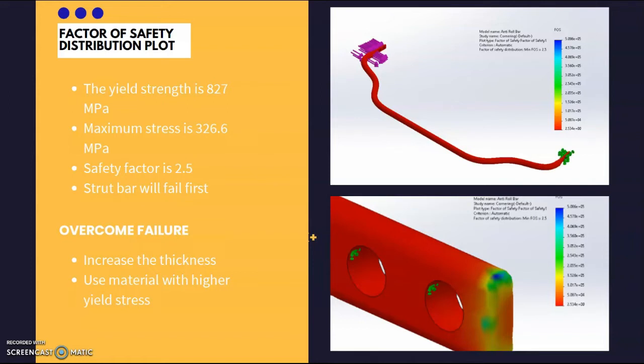To reduce the risk of failure, we can increase the thickness of the strut bar or use material of higher yield stress. That is all from me. Now my groupmate will continue for the second load case.